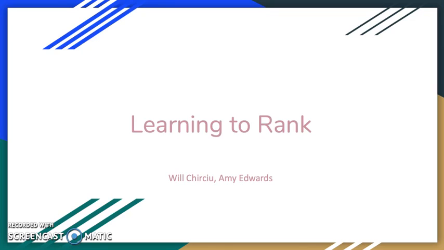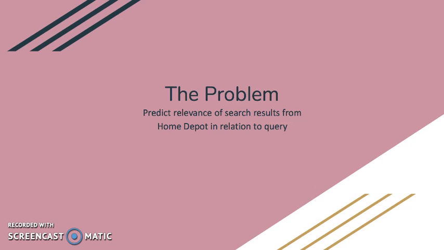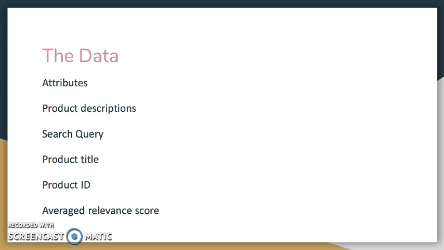And here we go. So the problem that we had was to predict the relevance of search results from Home Depot in relation to the query that was given. We were given a training and a testing set. The training set contained attributes, product descriptions, the search query, product title, product ID, and the average relevance score.